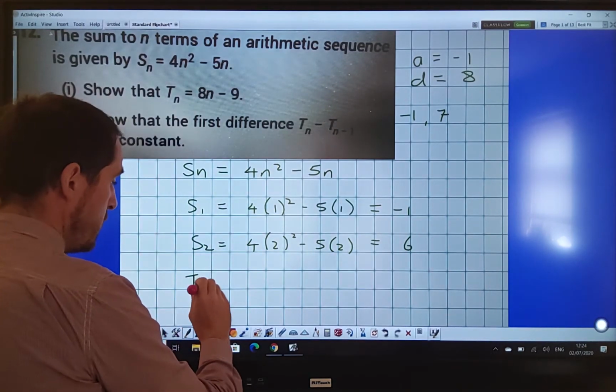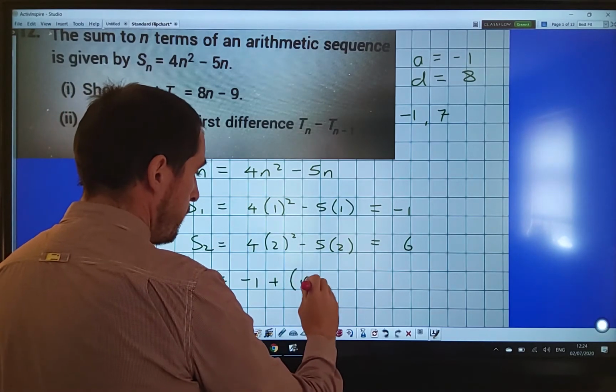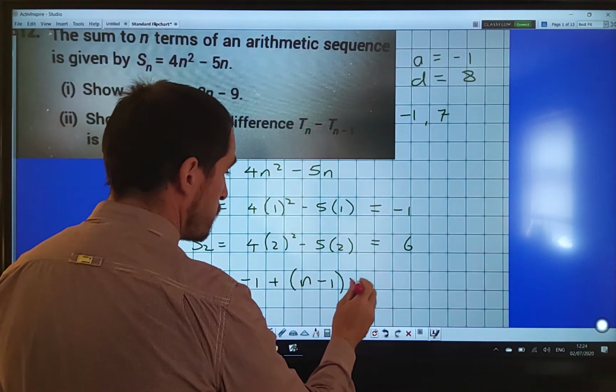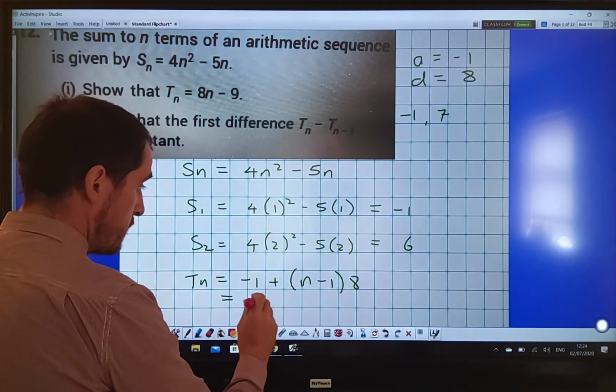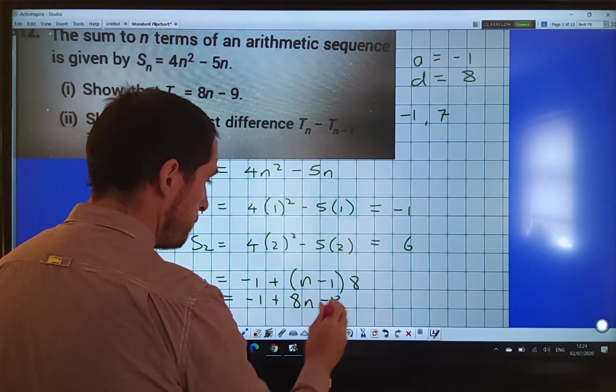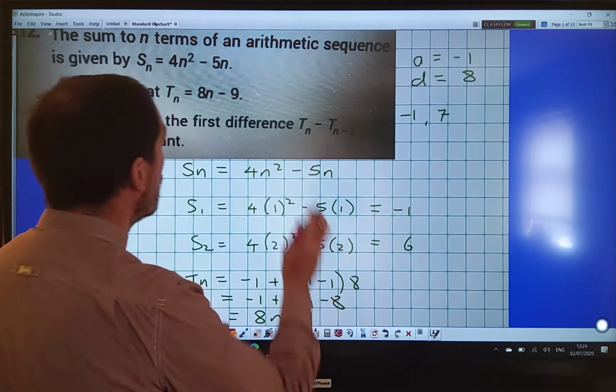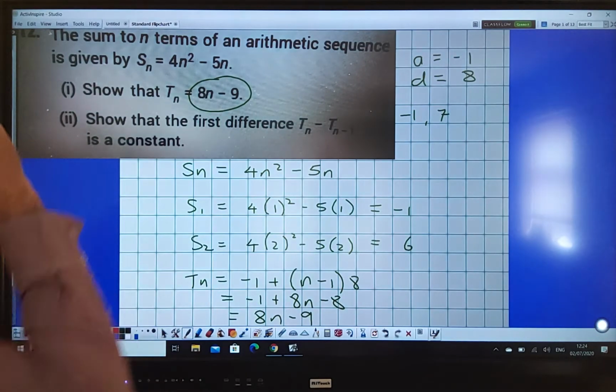So Tn would be equal to A, which is minus 1, plus n minus 1 times the difference, which is 8. So that's minus 1 plus 8n minus 8, and that's equal to 8n minus 9, which is what we were asked to show.